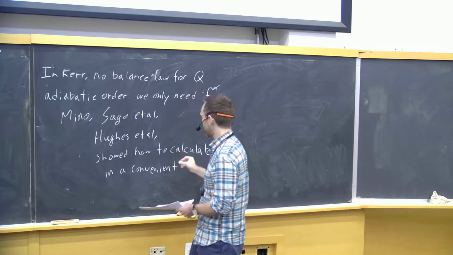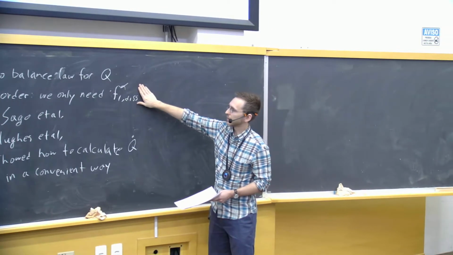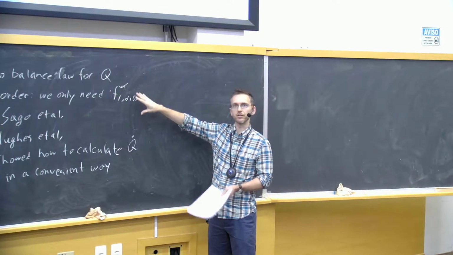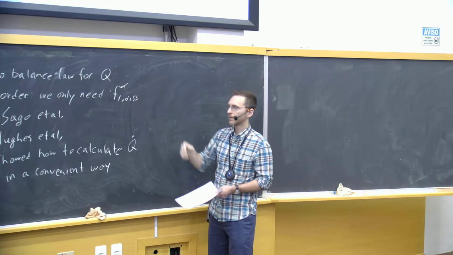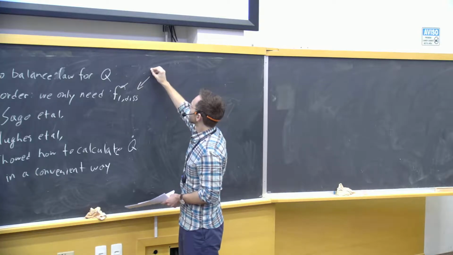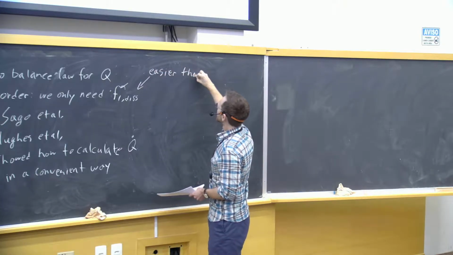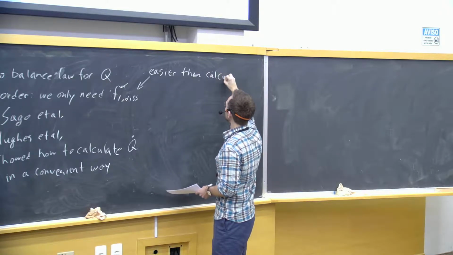So when I say convenient way, I mean in a way that only gives you this and doesn't require a complete calculation of the first order conservative force as well. And calculating this is much easier than calculating the conservative force.